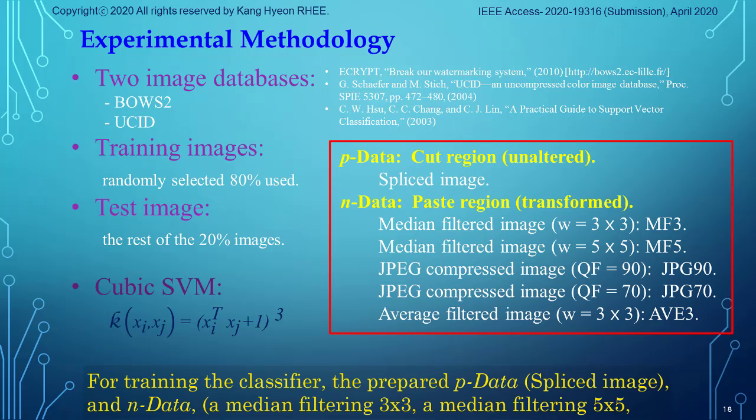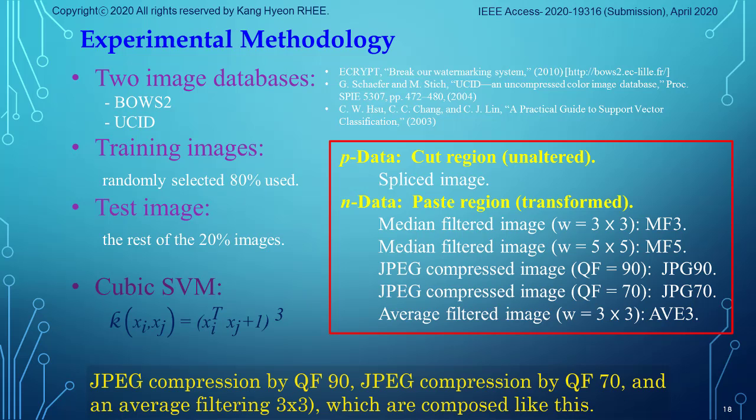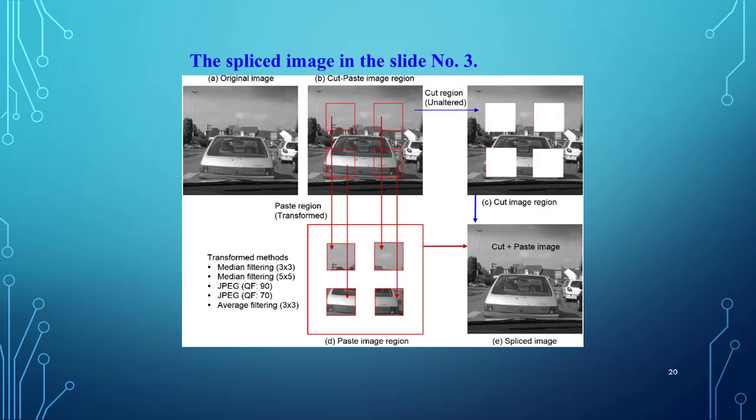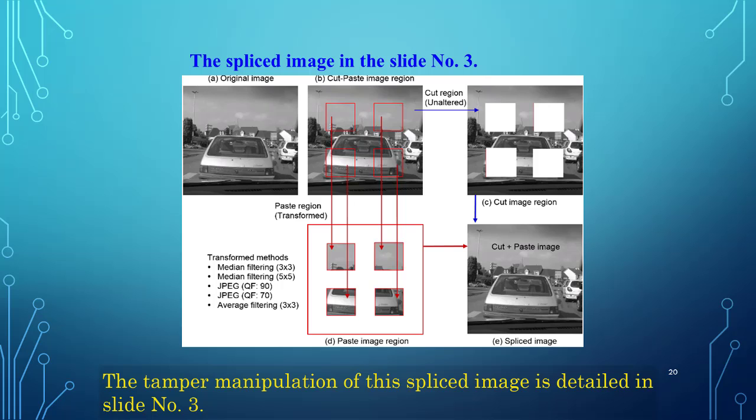For training the classifier, the prepared p-data is the spliced image, and n-data is median filtering 3x3, median filtering 5x5, JPEG compression by a quality factor 90, JPEG compression by a quality factor 70, and average filtering 3x3, which are composed like this. In the proposed image forensics detection scheme, the BOWS2 image number 6221 is tested by the spliced ways in this figure. The tamper manipulation of this spliced image is detailed in slide number 3.